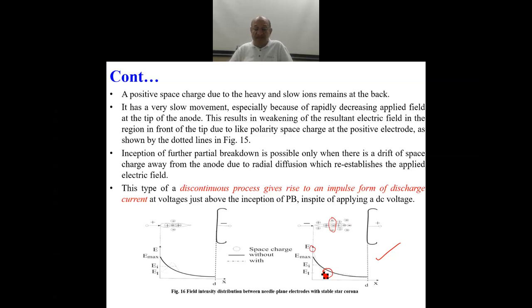So this is a process. The space charge builds up, it affects the resultant field intensity, partial breakdown takes place, the diffusion takes place, space charges diffuse in the dielectric, and again they build up. And so this is a continuous discontinuous process, a discontinuous process which takes place continuously over time.